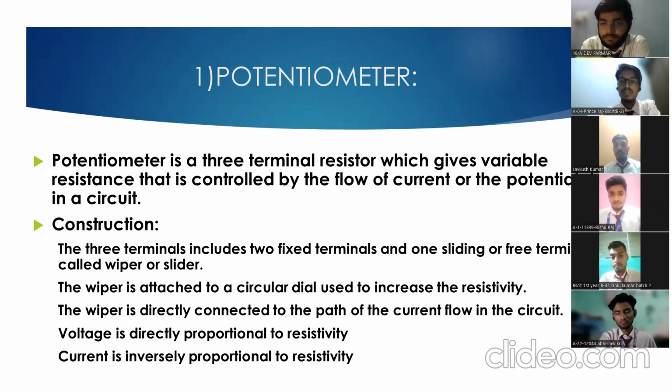Potentiometer. What is potentiometer? Potentiometer is a variable resistor which has three terminals. Two terminals are connected with the fixed parameter and one terminal moves freely.